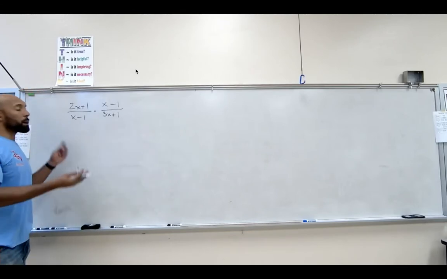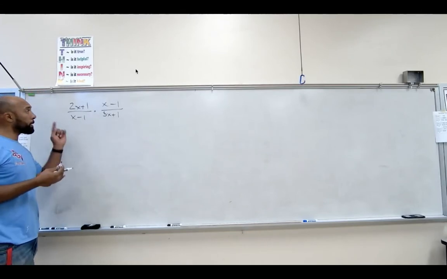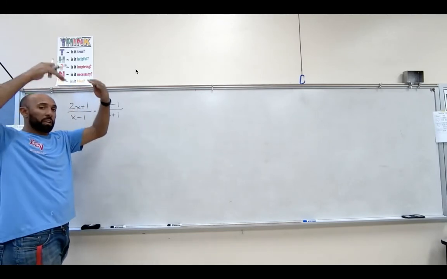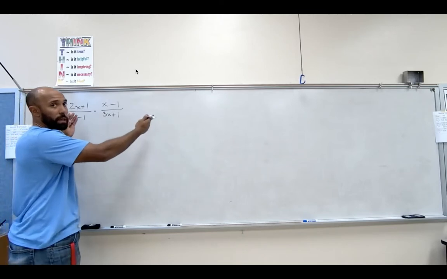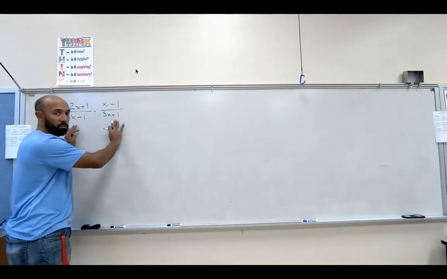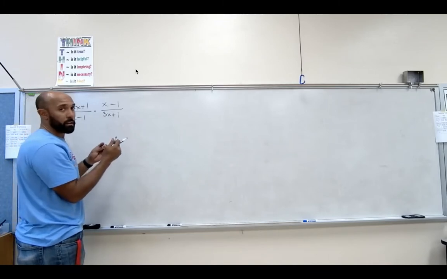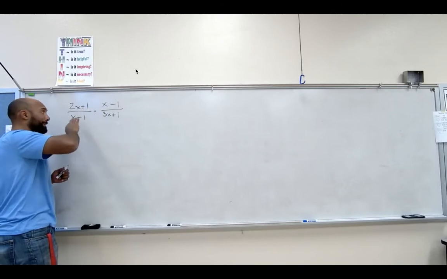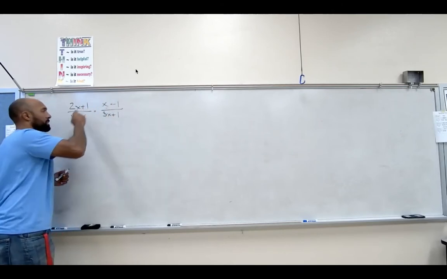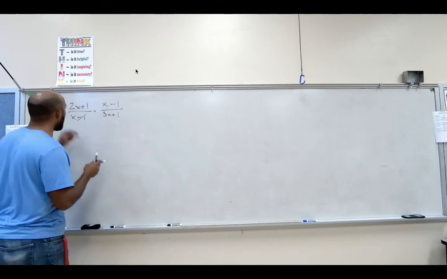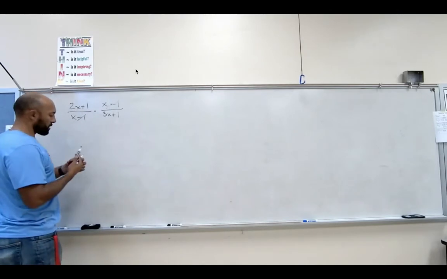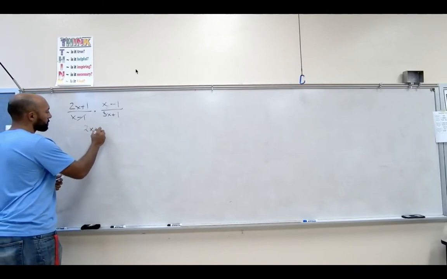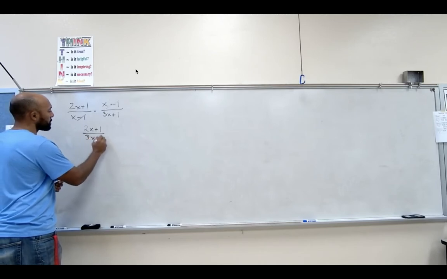If I'm multiplying those together, that means that the 2x plus 1 and the x minus 1 are in the numerator. They're in the same numerator, just on separate fractions or rationals. And then the x minus 1 and the 3x plus 1 are also both in the denominator. So what I can do here is, if x minus 1 is here in the numerator and here in the denominator, I can cancel those out. Those become 1. Now, you might think 2x plus 1 over 3x plus 1 is very similar, but it's not the same. So now I have 2x plus 1 over 3x plus 1.